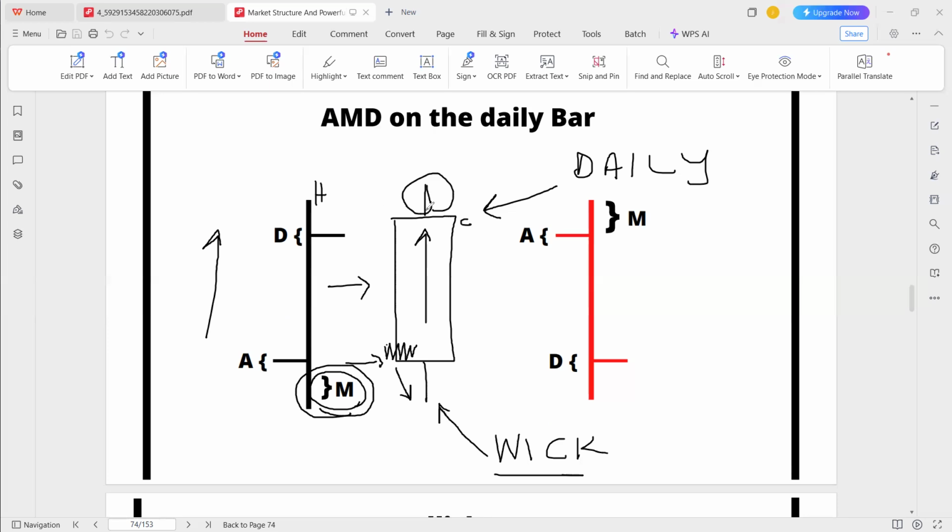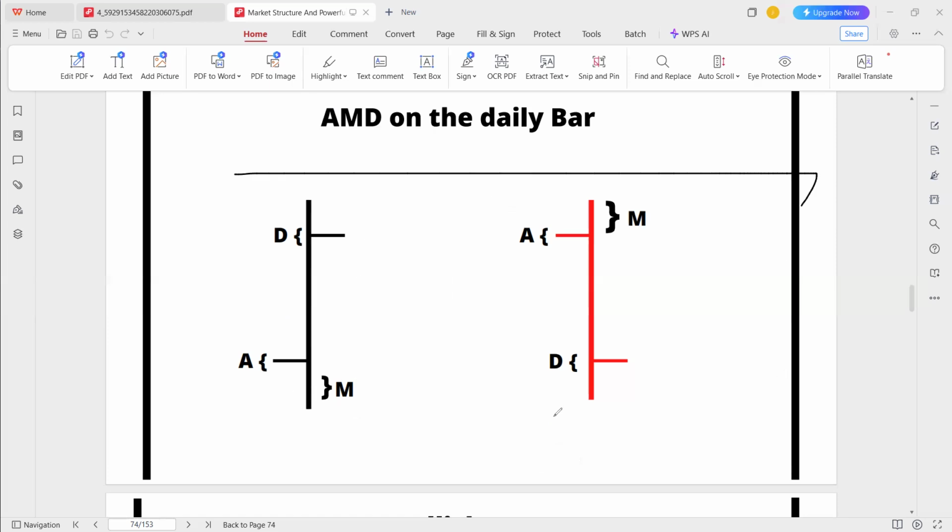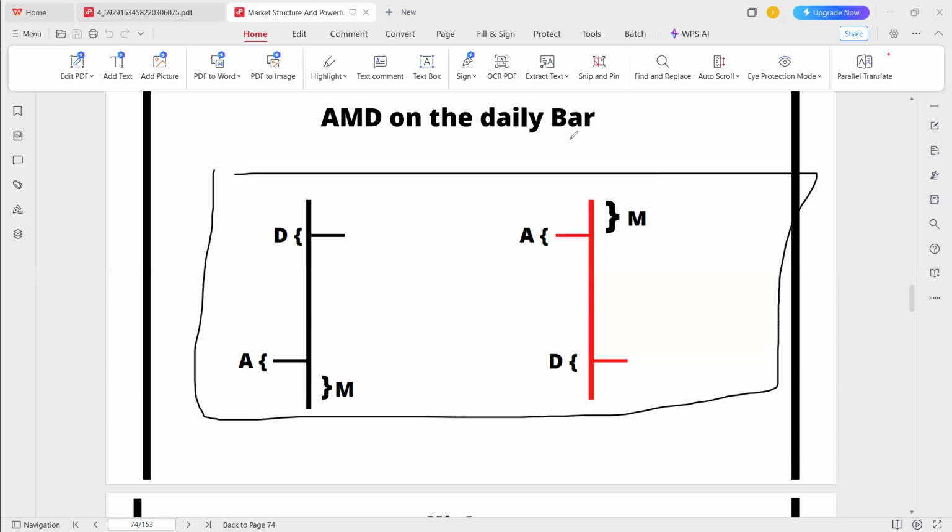So as a day trader, you need to understand these candles. If you can understand this simple concept, which the author is speaking of right here, your trading becomes easy. Because if you identify this on your daily candle, or on the daily bar, when you come to your smaller time frame, you know what you're looking for.